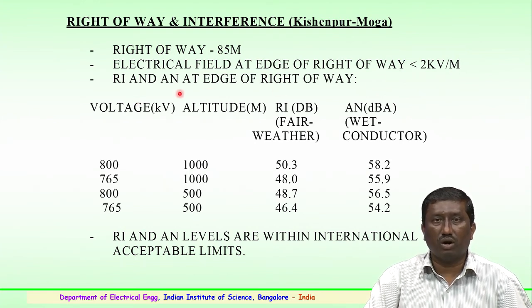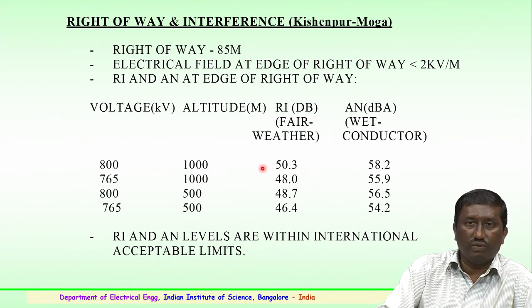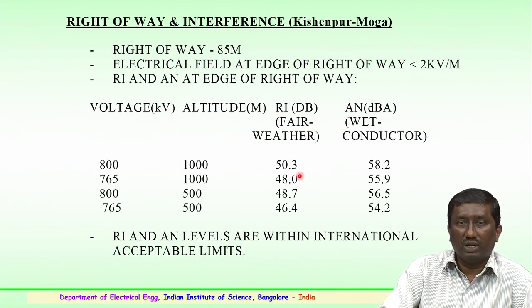Radio interference and audible noise at the edge of the right of way were again considered and verified. The radio interference during fair weather, that is the clean weather conditions, gave a value somewhere from 46 to 50.3 depending upon the voltage level. The voltage level was varied from 765 to 800 kV at different altitudes. You can see the altitude in meters.